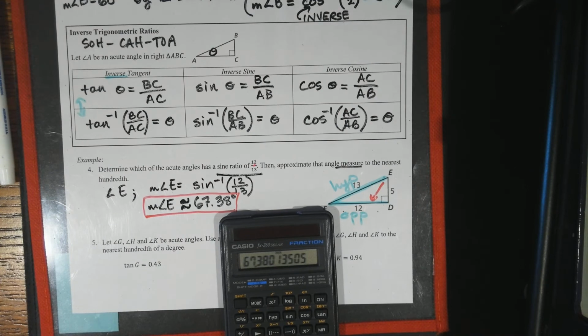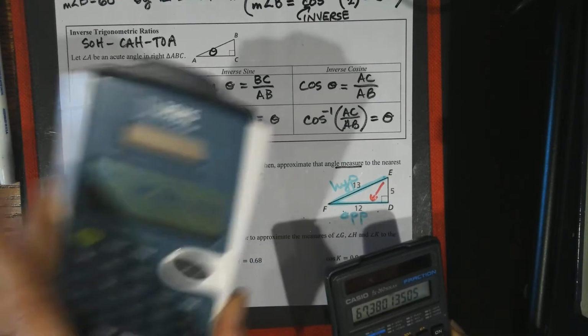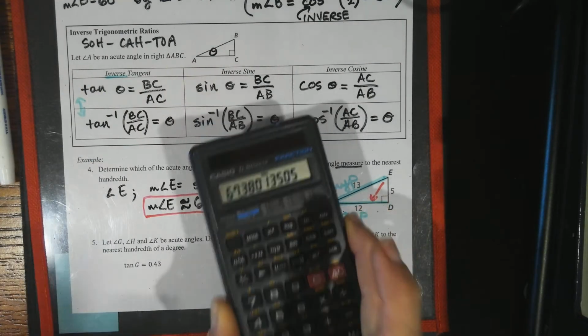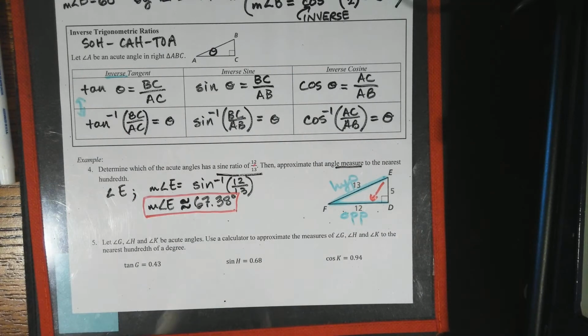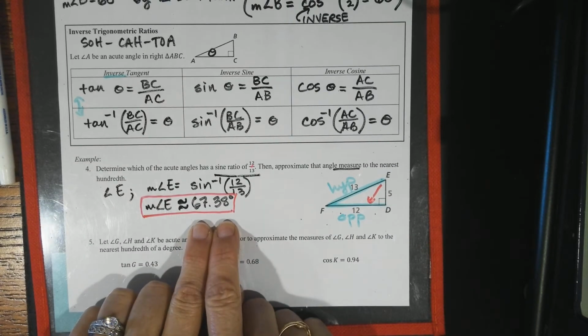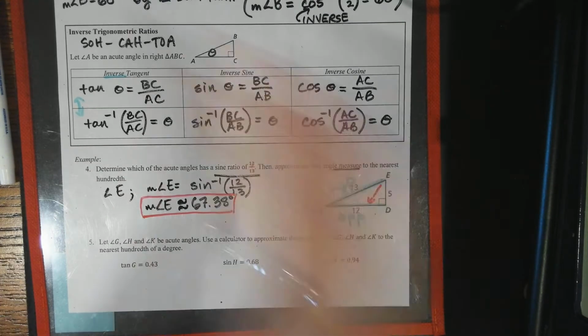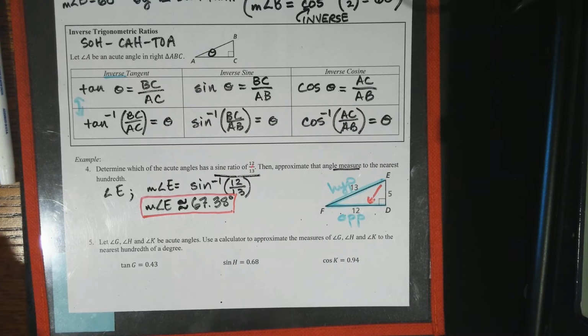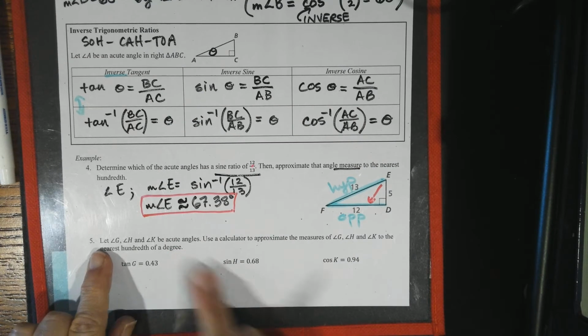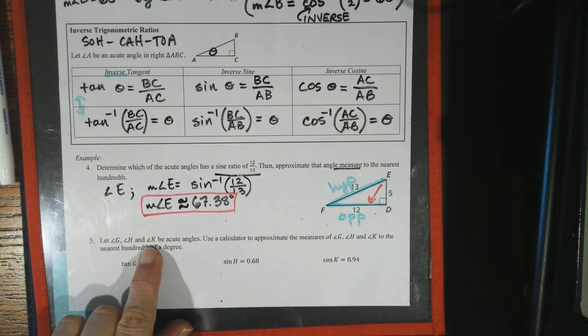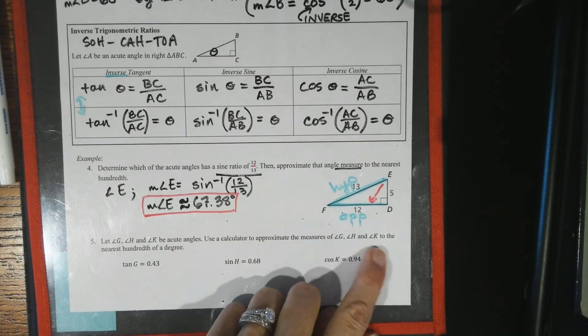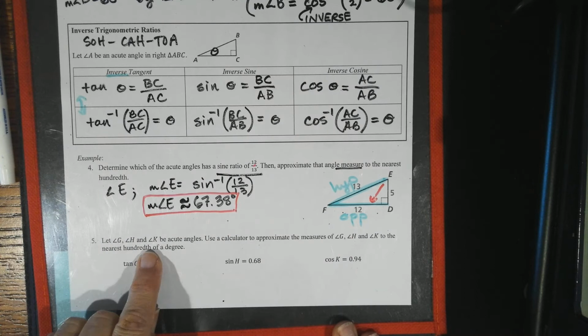So that should work exactly the same. If you can't get it with one of these methods, TI, Casio, Sharp, or iPhone, then let me know and we'll screen share and we'll figure it out together. Any questions about this? Because I'm going to just go fast from now on. Okay, so number 5 says, I have angle G, angle H, and angle K. Now we're going to use our calculator, so now you're going to practice to get to the nearest hundredth.